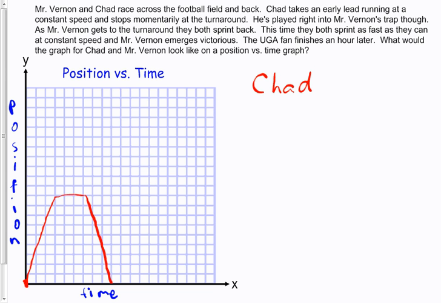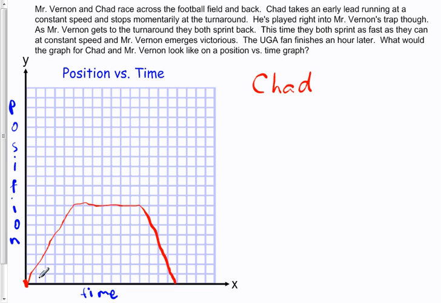Let's actually spread that one out a little bit. I'm going to redo that. So he goes at a decent speed, then he slows down and stops and waits. Then he goes back a little bit more quickly.